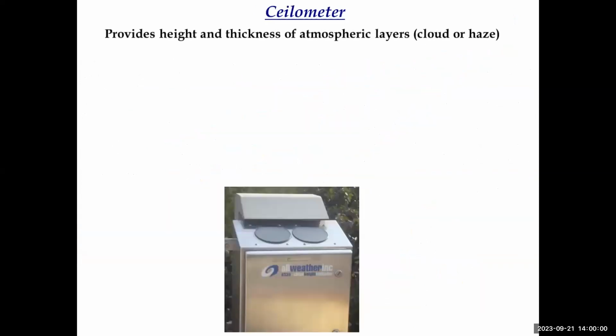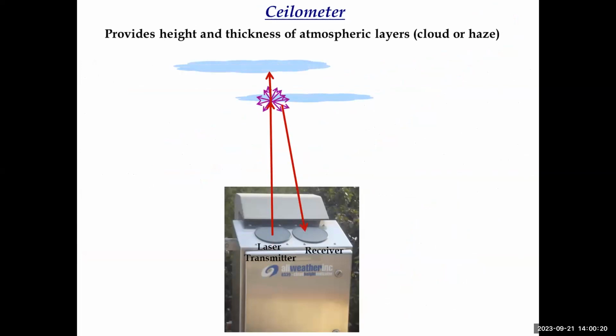Okay. We also have this ceilometer, which works on a laser-based technique. So it has a transmitter which transmits the laser, and this laser interacts with the cloud and is then reflected back towards the receiver. If there are multiple clouds, these can also be detected using this instrument. And apart from the cloud layer, it can also detect the haze layer, which occurs mostly during the winter period, by this technique.